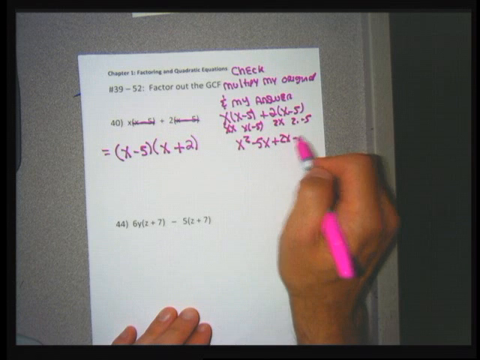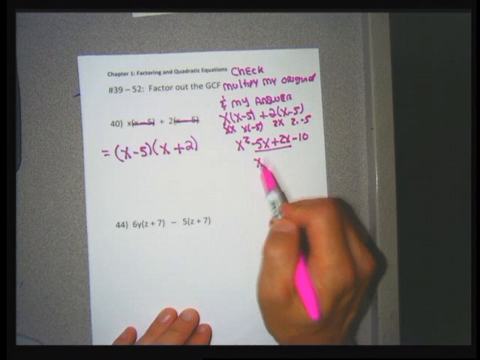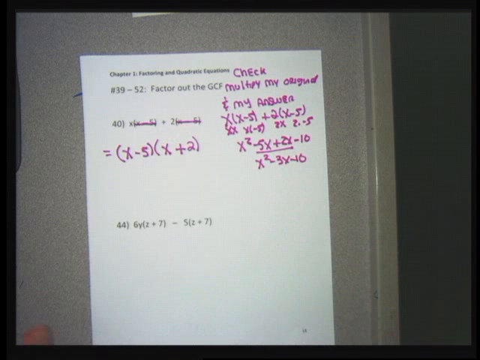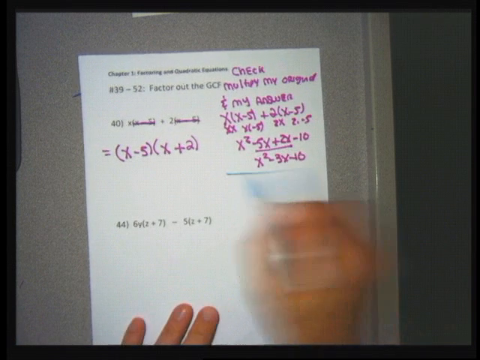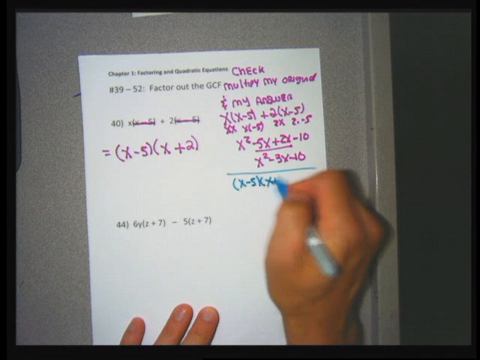2 times minus 5 is minus 10. I'm going to combine those terms, and I get x squared minus 3x minus 10. That's multiplying out my original. Now I'm going to multiply out my answer. So my answer was x minus 5 times x plus 2.